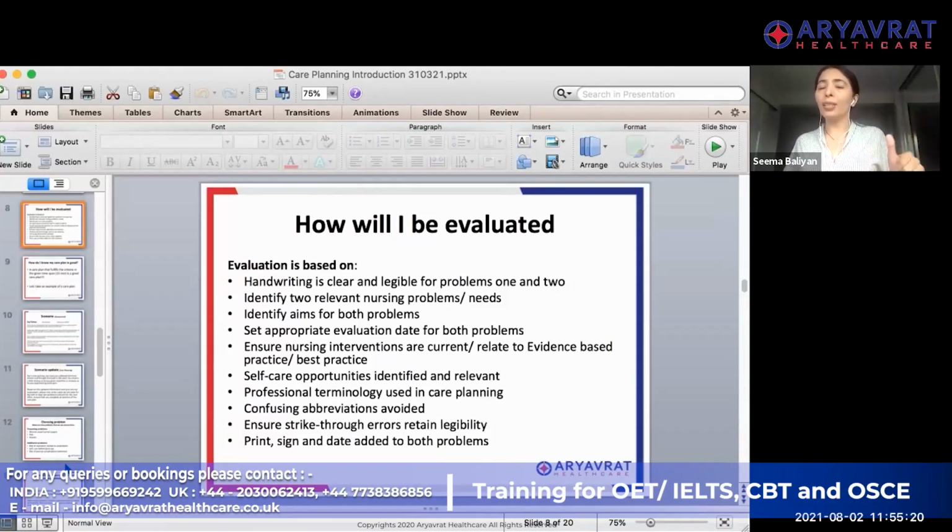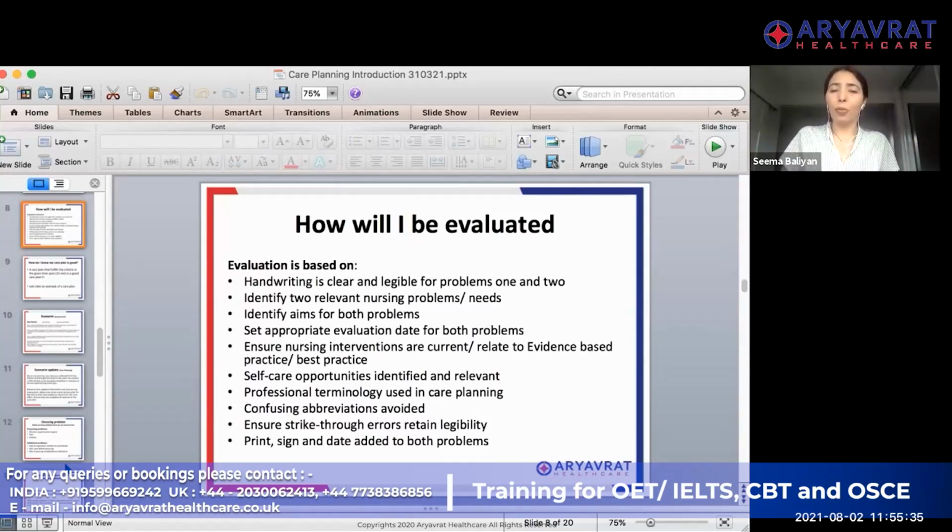So you can't write breathlessness and shortness of breath. You can't write these as separate problems because they are the same. The problems have to be distinctly different. So you will have to find 2 problems, 2 aims.